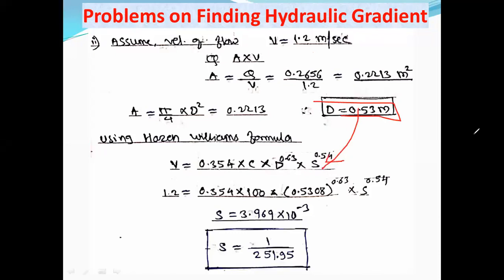Now put all these values in this equation: V is equal to 0.354 into C into D raised to 0.63 into S raised to 0.45, and check whether you are getting the same value or not. Then I will tell you how to convert this into this format. I think you might know how to do the conversion in this way. Put your answers in the chat box, or tell me whether you are getting the same answer or not.